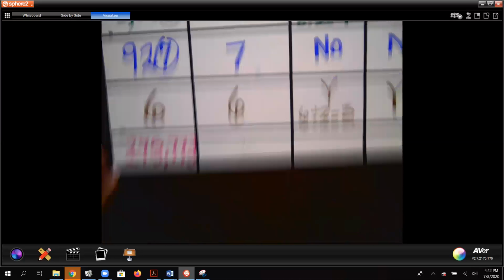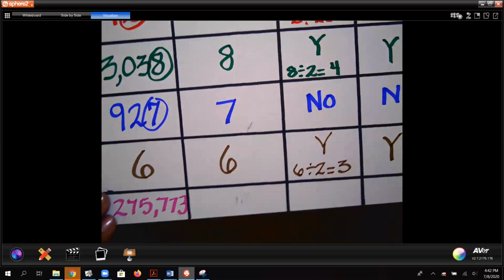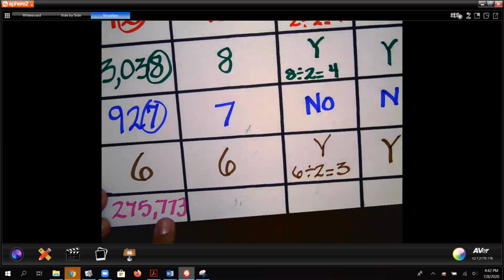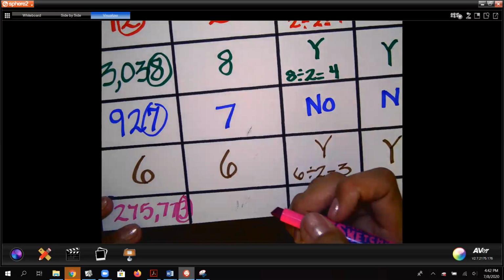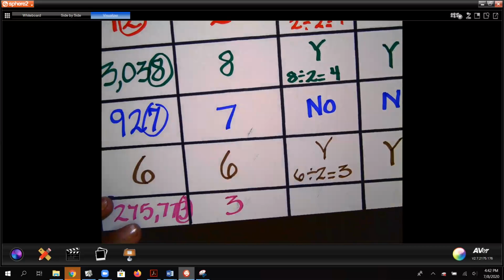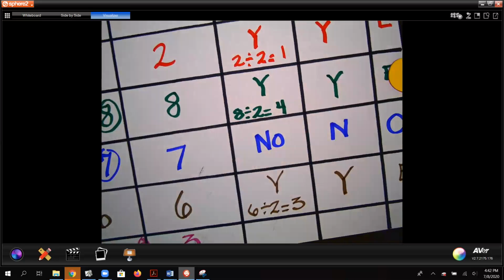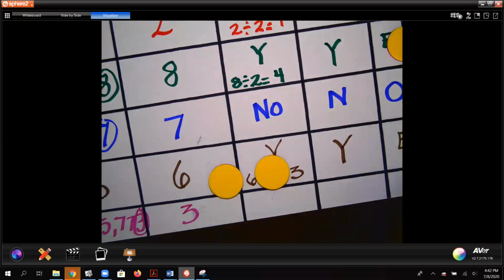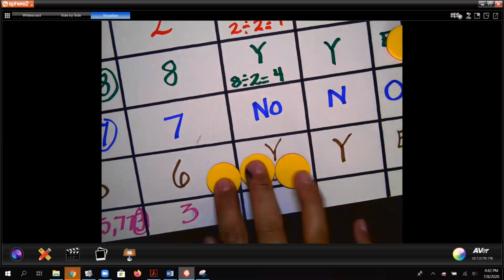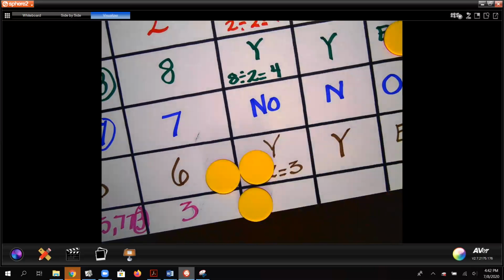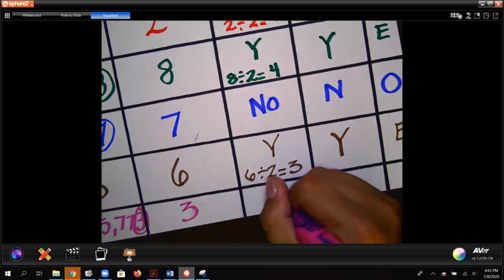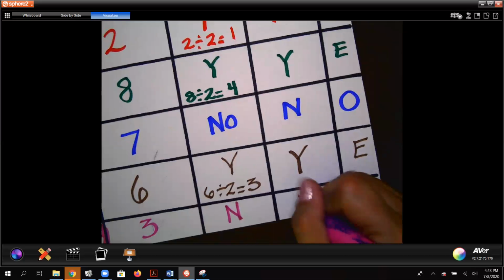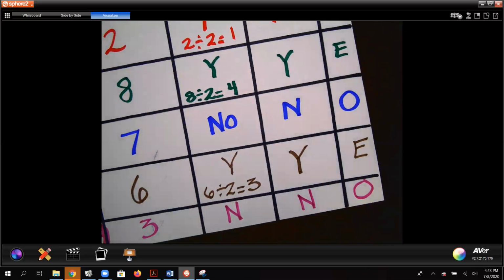Okay, let's look at our last number. 275,773. Our last digit is 3. We always look at the ones place. That digit is 3. Can I make 2 equal groups? Let's check it out. 1, 2, 3. Can I have 2 equal groups? No, because I would have 2 in one group and 1 in the other group. So I can't make equal groups unless I cut it. So no. Is it divisible by 2? No. So that number is odd.